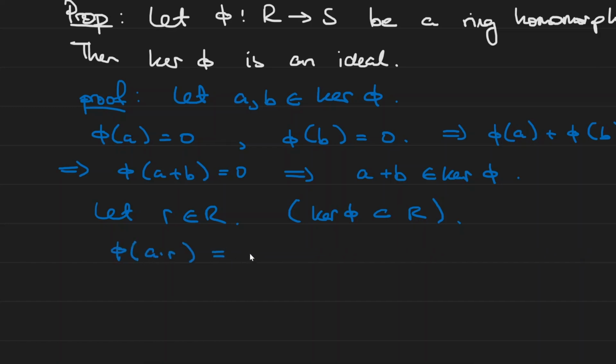Now, because phi is a ring homomorphism, we can split this up as follows. Phi of A and then phi of R, but we assume that A was inside of the kernel of phi, which means this gets mapped to 0, and then we have phi of R. Now this is the 0 inside of the ring S, and this is the multiplication inside of S, so this is going to give us the 0 in S. So we found that phi of A times R gives us the 0 in S, which means that A times R is inside of the kernel of phi.